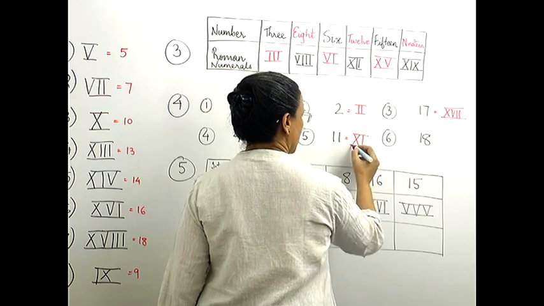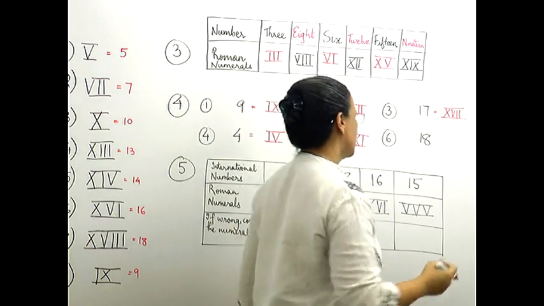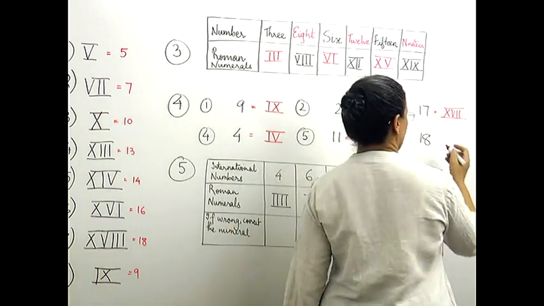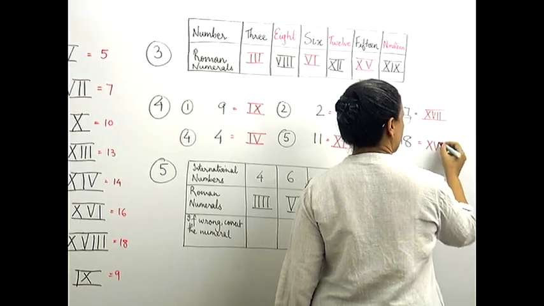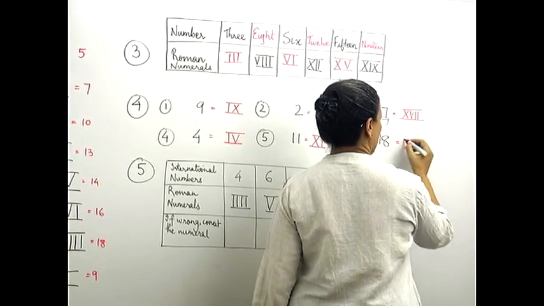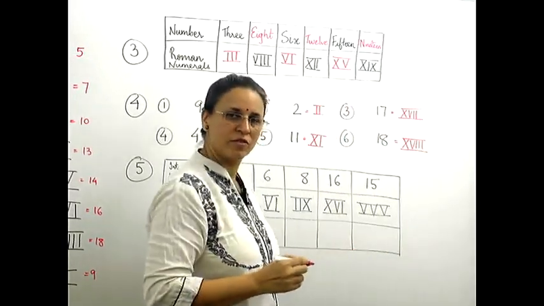When we add, we put a number on the right hand side. And the last number is 18. So 18, we will write 10 and 5 and add 3 to that. So 10 plus 8 will give us 18. Has everyone got that much?